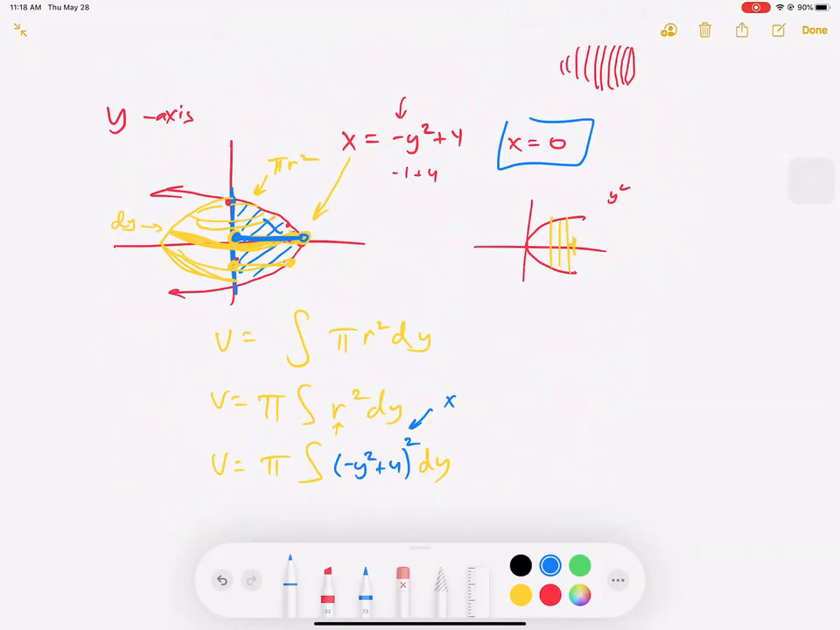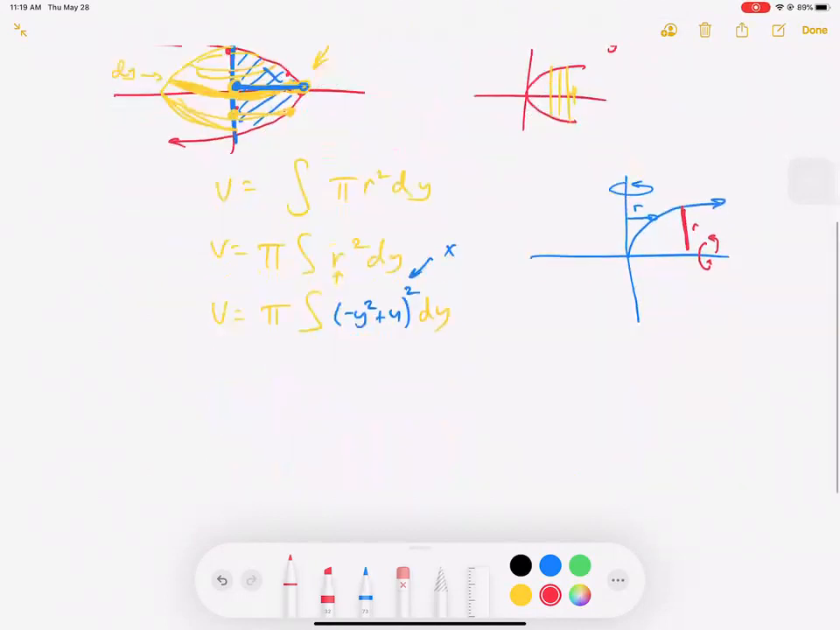Now, this is if they give you the variable that you wanted. Let me say this again. If I'm spinning something around, let's say I'm going this way. If I'm spinning it around the y-axis, this is my r. If I'm spinning this around the x-axis, this is my r. So it could be the same equation, but it changes based on which axis I'm spinning. And that's the part that confuses kids.